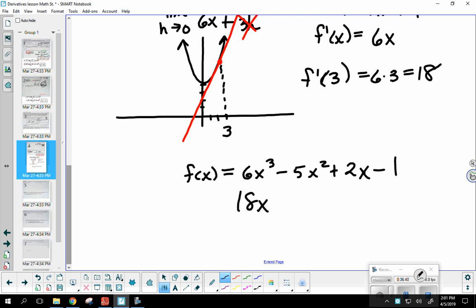18x squared minus 10x plus 2. That's it, right? Because this one here is 1, so the 1 times 2, I just pull that in front, give me the 2, but then I always subtract 1, so that'd be x to the 0. And then any number value, it just disappears.